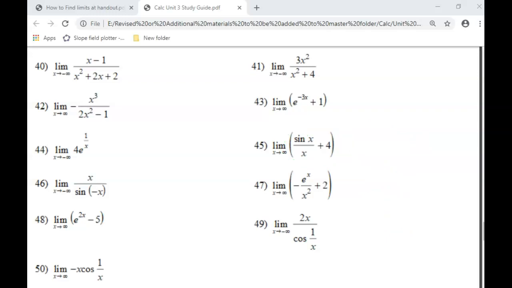Okay, next one. Plugging in your infinity. It doesn't matter. The negatives don't really matter. It oscillates. And then on the top, you've got infinity. And when that happens, the limit does not exist. It oscillates. So that's number 46. Let's take a look at 47.